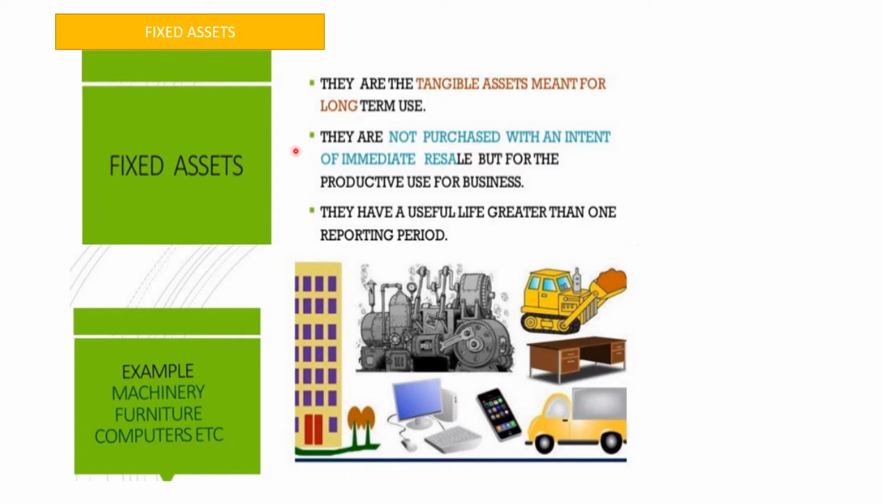Because their benefit is spread over, the cost is spread over the number of years of their useful life. Like machinery, equipment, furniture, tables, cars, vans, mobile phones, iPhones also, laptops also, buildings, all these are examples of fixed assets. Now my purpose in giving you these definitions is that the definitions I am providing in the presentation are actually well-prepared answers for exams also. So you can write your answers in the exam as well.